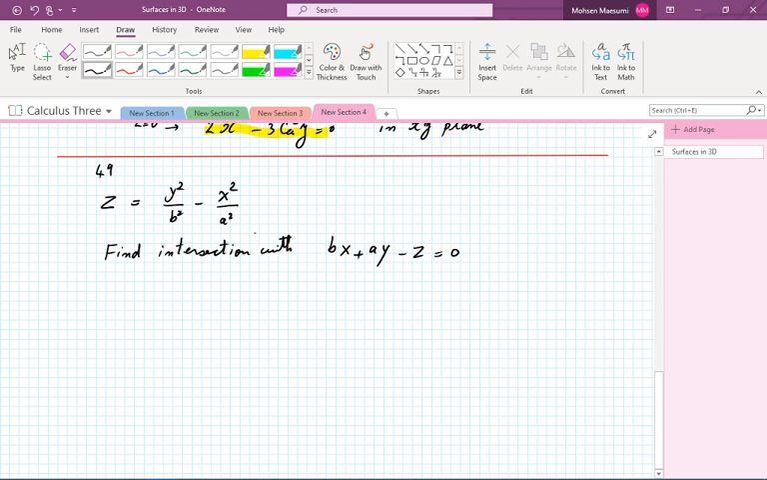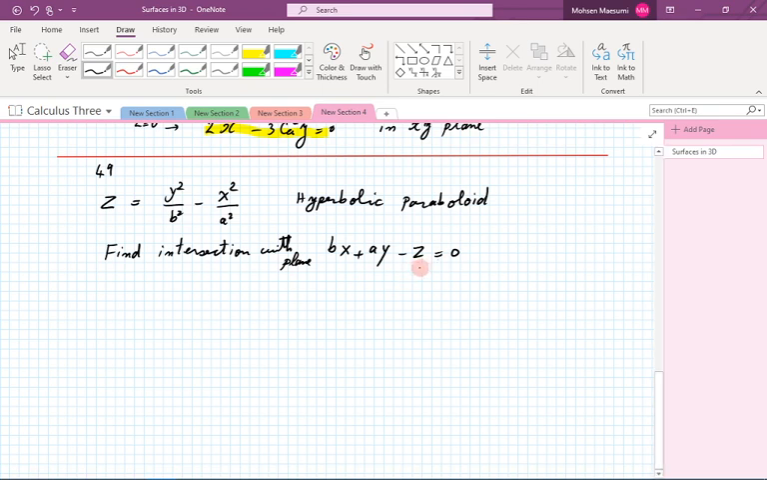So here we have a hyperbolic paraboloid. It's a paraboloid because it's just a z. It's hyperbolic because these two have different signs. And this is, of course, just a plane, because it's a linear equation. How do they intersect with each other? So we are going to practice intersection of surfaces in 3D.